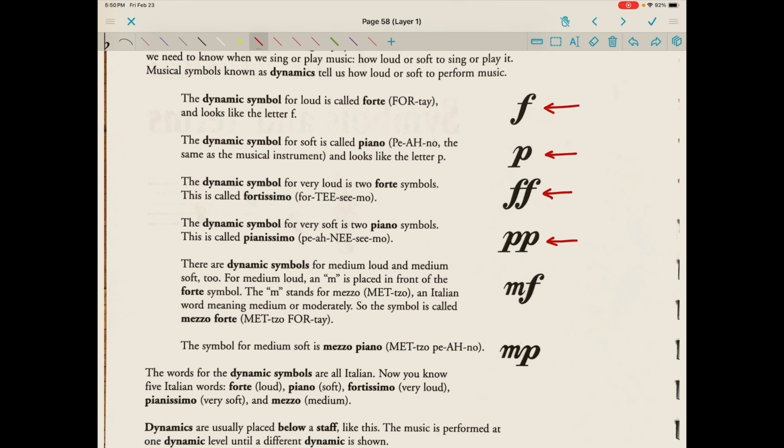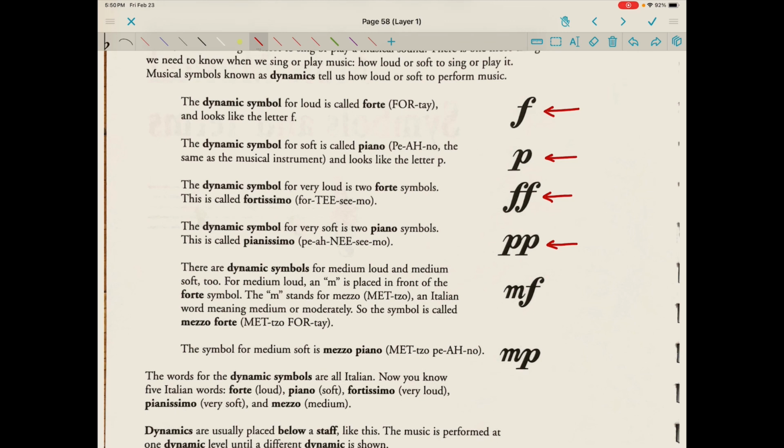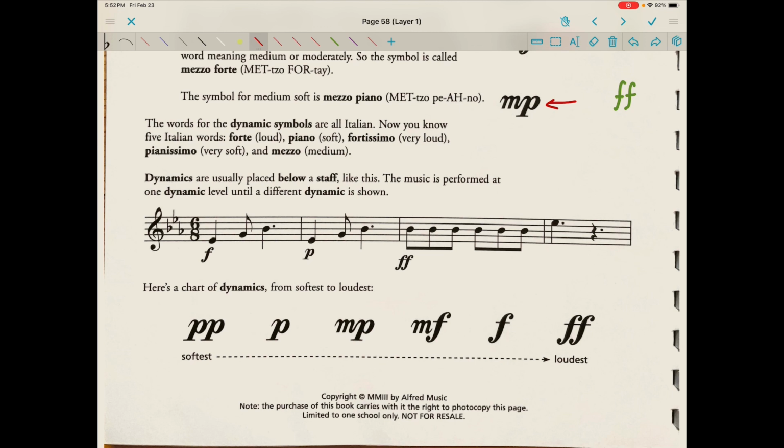There are dynamic symbols for medium loud and medium soft too. For medium loud, an M is placed in front of the forte symbol. The M stands for mezzo, an Italian word meaning medium or moderately. So the symbol is called mezzo forte. The symbol for medium soft is mezzo piano. The words for the dynamic symbols are all Italian. Now you know 5 Italian words: forte, loud; piano, soft; fortissimo, very loud; pianissimo, very soft; and mezzo, medium.